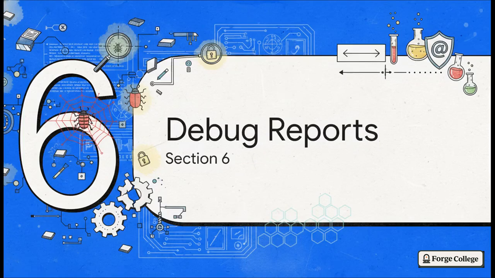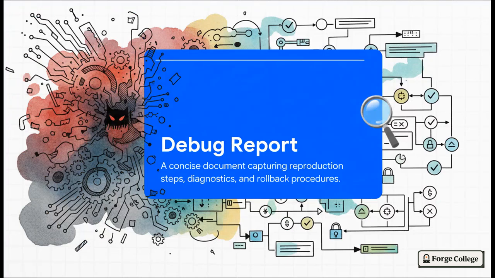And finally, Section 6, debug reports and next steps. We're going to take all that forensic evidence we just gathered from our drill and compile it into a debug report. A debug report is just a concise document capturing your reproduction steps, the diagnostics, and your rollback procedures. But what's amazing about this is that it takes a terrifying, hair-on-fire failure and turns it into a boring, actionable, and highly repeatable standard operating procedure for your whole engineering team.